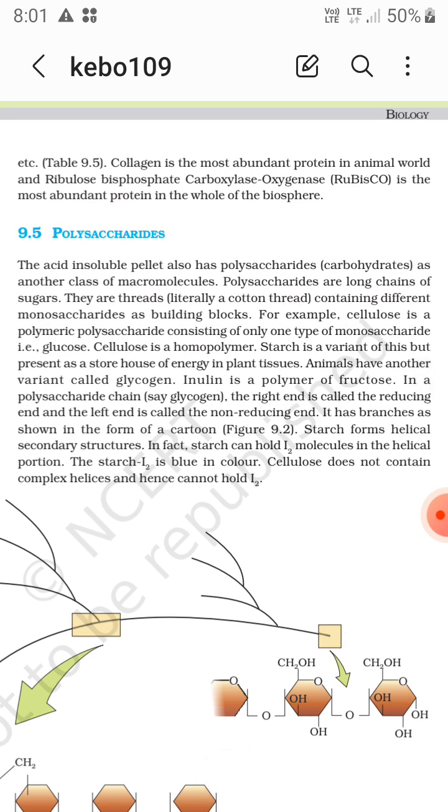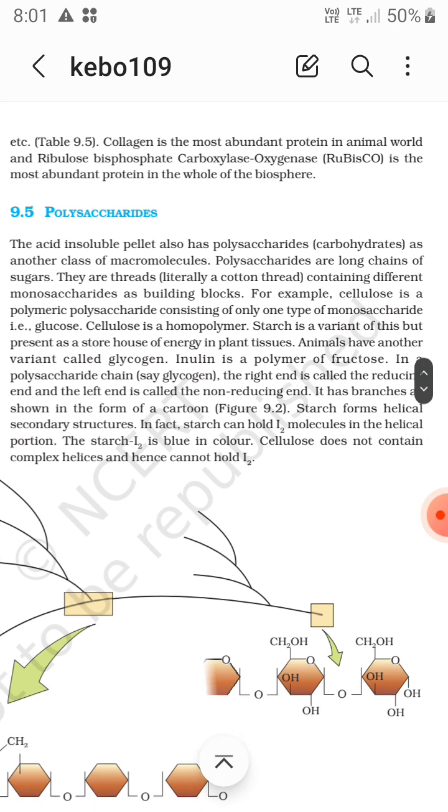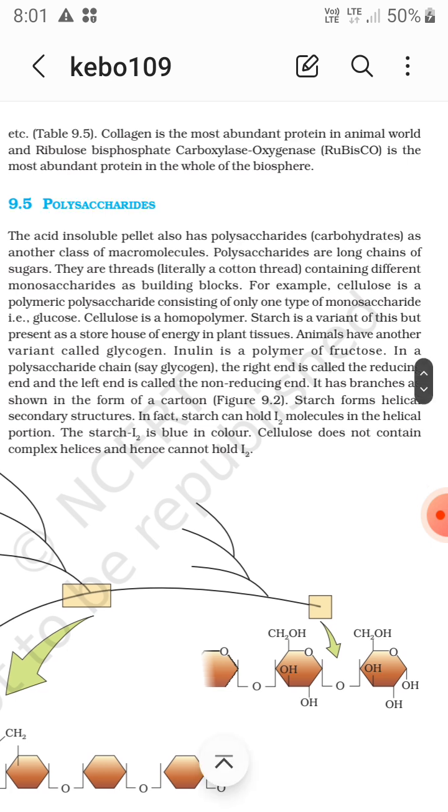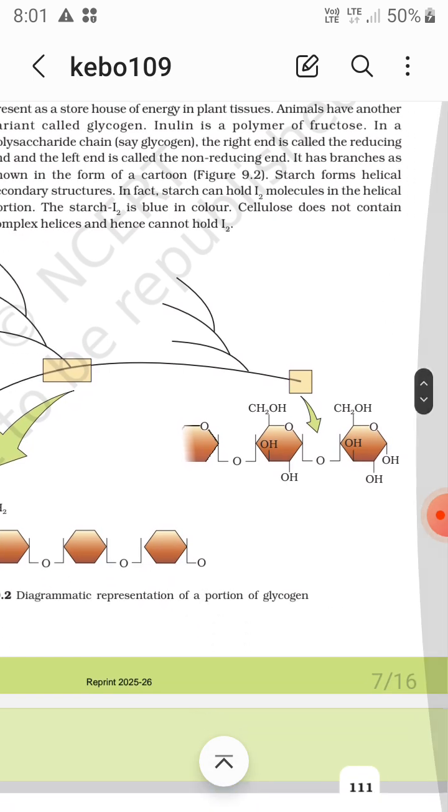Now starch, which is a storehouse in the plant tissues, is a homopolymer containing one type of monosaccharide, that is glucose. They form the helical secondary structures, and this is why they can hold I2 molecules in the helical portion. While starch I2 is blue in color, it is a test, but the cellulose does not contain the complex helices, so hence it does not hold the I2 molecule.